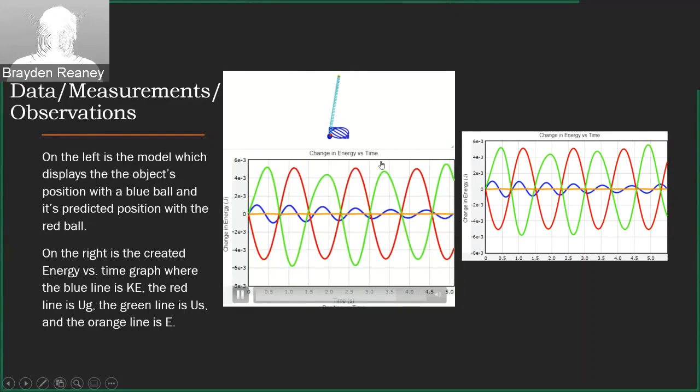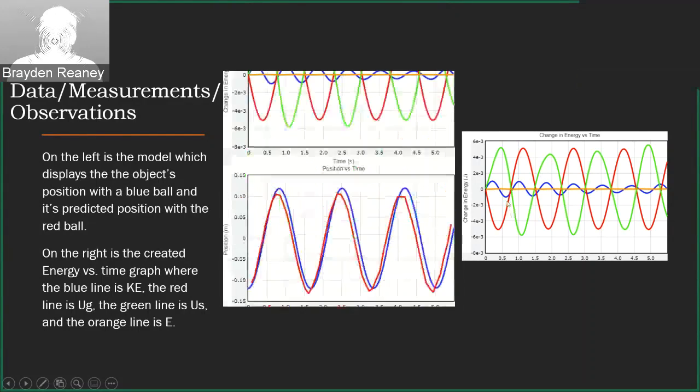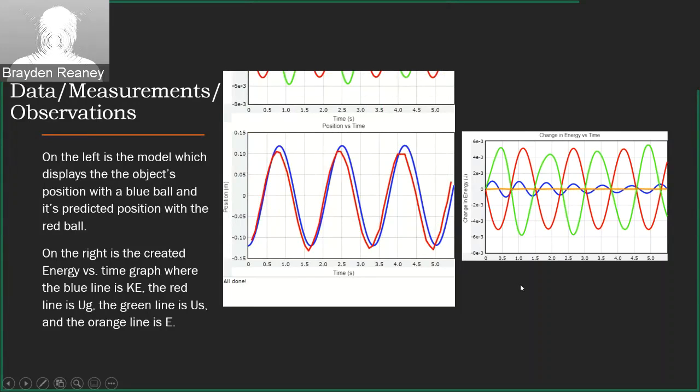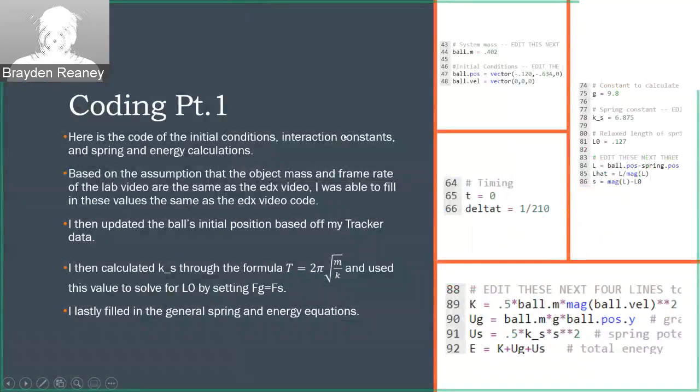You can see this is the change in energy versus time graph, as shown here. And on the right is a created energy versus time graph, where the blue line is kinetic energy, the red is UG, the green is US, and the orange line is the total energy, which is zero, which I will talk about later. Here's the beginning of my coding.